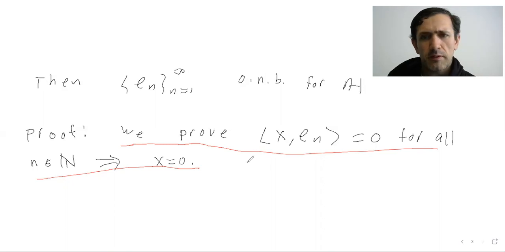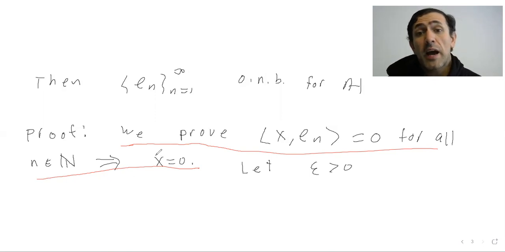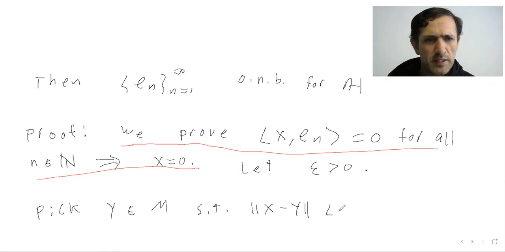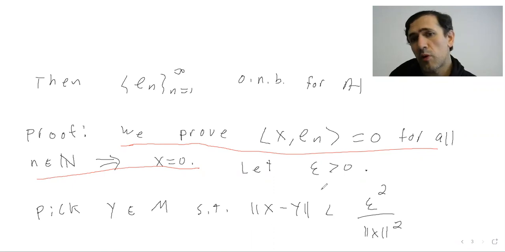All right, so let's begin doing that. Let's say we start off with epsilon bigger than 0. And of course, I'm going to assume x is not equal to 0. If x equals 0, there's nothing to do. So pick a y, or whatever you want to call it, I'll use y, in the span of these e_n's. We're assuming the span is dense, so I can always pick a y where the norm of x minus y is less than, just to get everything to be epsilon, epsilon squared over the norm of x. And again, I'm assuming x is not equal to 0. If it is, there's nothing to do.